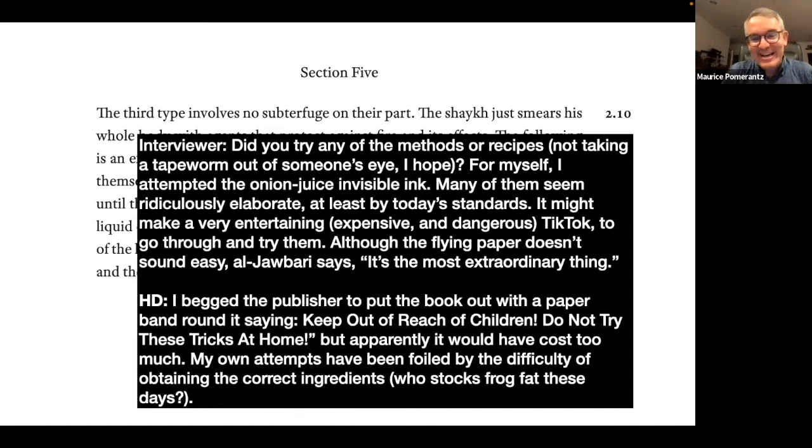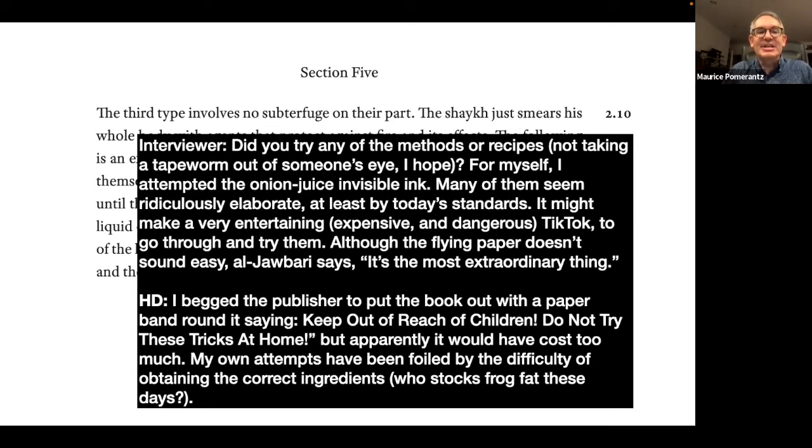Professor Davies was asked if he had tried any of the methods from this book. He said one of them, there was a whole very disgusting section on oculists, so people who care for eyes, and how to take a worm, but the worm is fake, how to take a fake worm out of someone's eye to show them that they've been healed. Crazy. For myself, I attempted the onion juice invisible ink, that was the easiest thing you could possibly do.